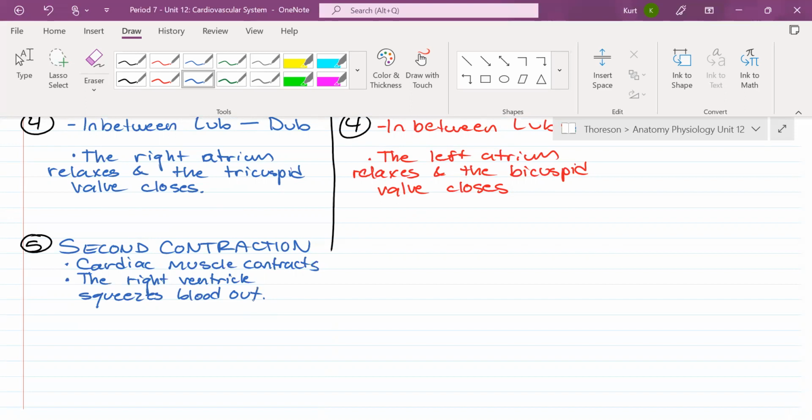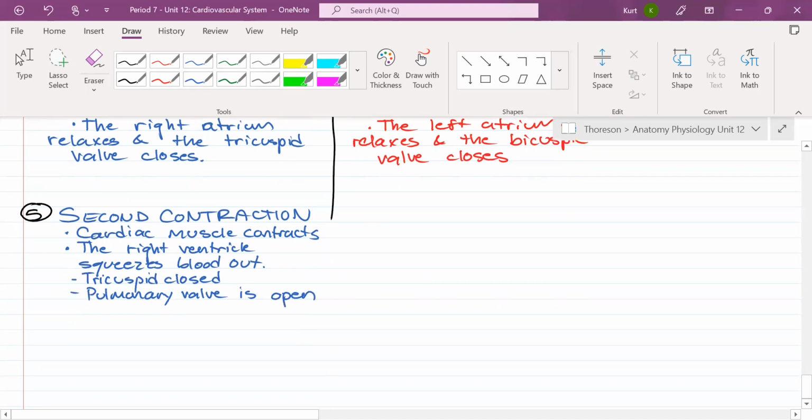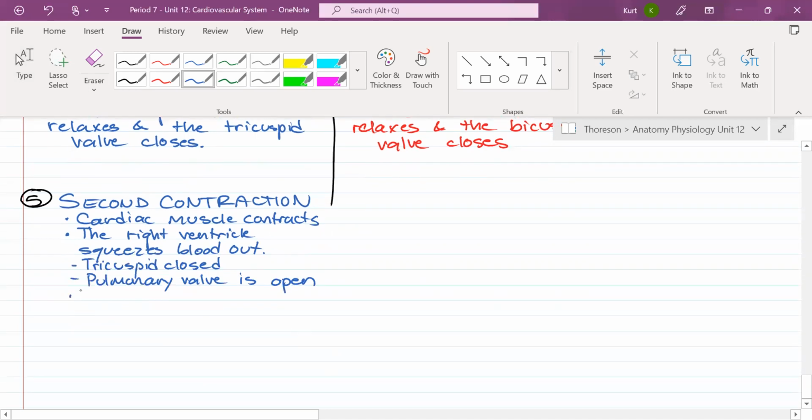Think about it. Visualize the heart in your mind. What valve follows the right ventricle and it must be open to pass on to the next stage? Pulmonary valve. Okay, good. So tricuspid is closed because you don't want it to go backwards. Pulmonary valve is open. And that's the key. And this will allow blood to pass into the pulmonary trunk.